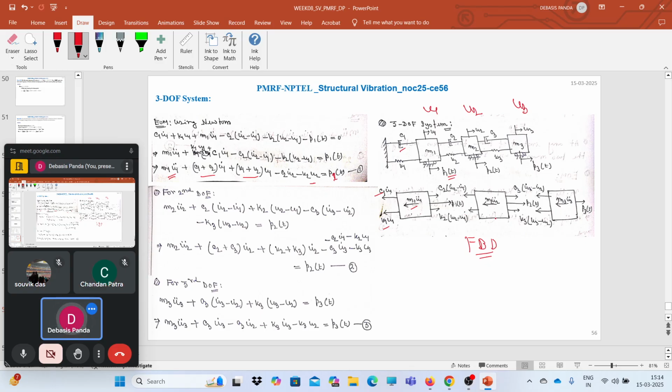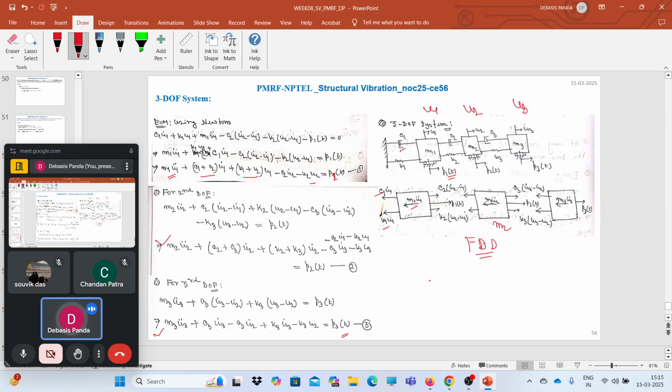For the second degree of freedom, that means corresponding to mass M2, if you rearrange the equation from the free body diagram, we will have this equation: M2 U2 double dot plus (C2 plus C3) U2 dot plus (K2 plus K3) U2 minus C3 U3 dot minus C2 U1 dot minus K2 U1 minus K3 U3 is equal to P2. And simultaneously for the third degree of freedom, we will have this equation: M3 U3 double dot plus C3 U3 dot minus C3 U2 dot plus K3 U3 minus K3 U2 is equal to P3.